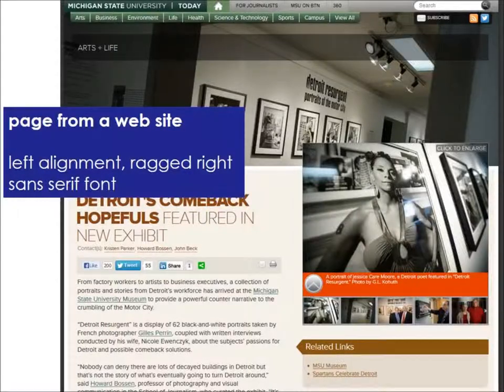Here's a sample page from a website, and we can see that a sans serif font is used, which research has shown us looks better on the screen and is easier on the eyes. The text is formatted in a relatively narrow column, left aligned. If you're not familiar with terms like serif or sans serif, no worries. We're going to talk about text vocabulary now.